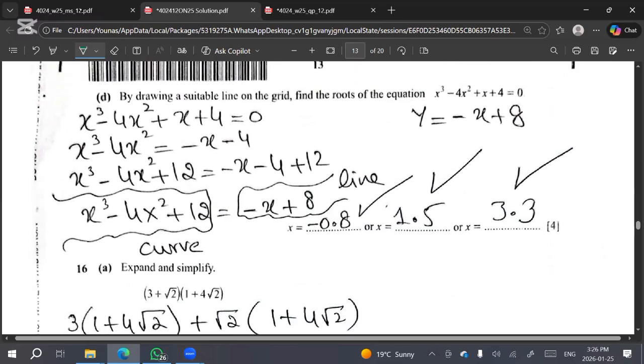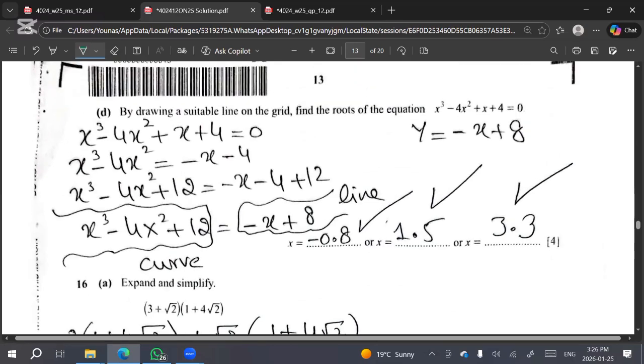Let me tell you. It is given to me x cube minus 4x squared plus x plus 4. I will take this plus x and plus 4 to the other side. So I'm left with x cube minus 4x squared minus x minus 4. Then I will add 12 on both sides. So you will have x cube minus 4x squared plus 12 equals minus x minus 4 plus 12.